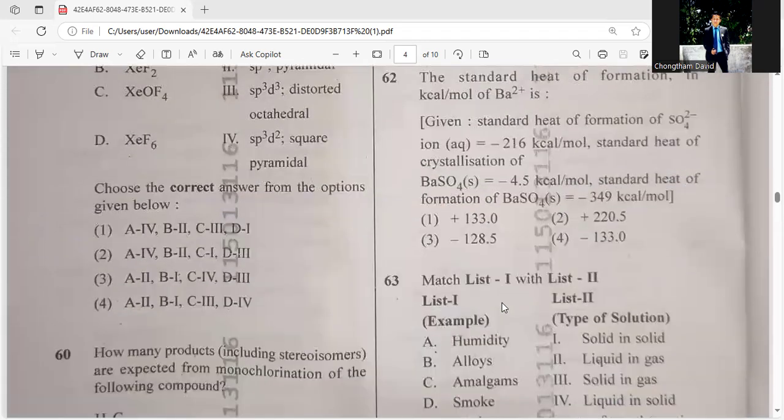Question number 62. The standard heat of formation in kilocalorie per mole of barium ion is. Question number 62.